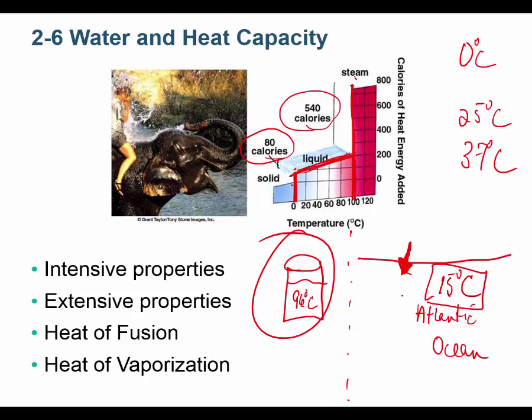So there's more energy in the Atlantic Ocean than there is in this glass of water, even though the glass of water has a higher temperature than the Atlantic Ocean. Hope that makes sense to you. And this has to do with the intensive and extensive properties of matter. Intensive properties are independent of the amount of matter, and extensive properties are dependent on the amount of matter.